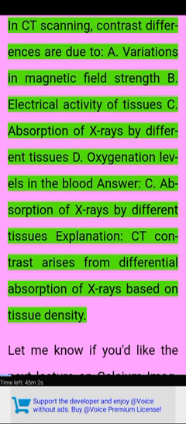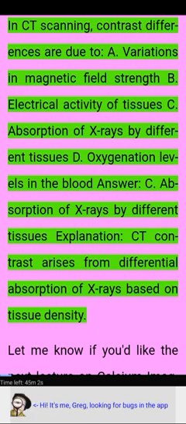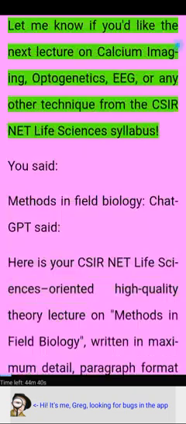In CT scanning, contrast differences are due to: A. variations in magnetic field strength, B. the electrical activity of tissue, C. absorption of X-rays by different tissues, D. the oxygenation levels in the blood. Answer: C, absorption of X-rays by different tissues. Explanation: CT contrast arises from differential absorption of X-rays based on tissue density.